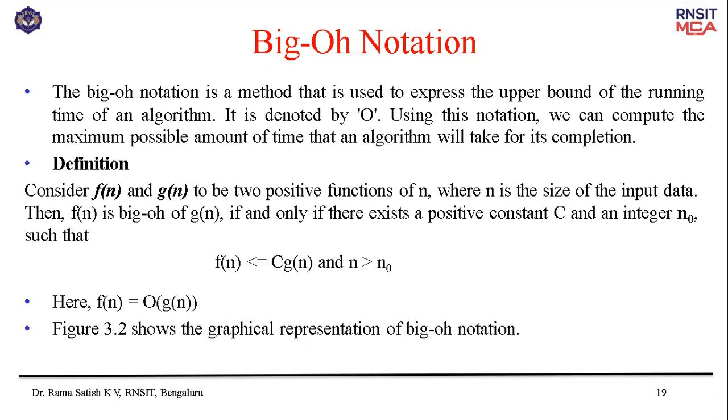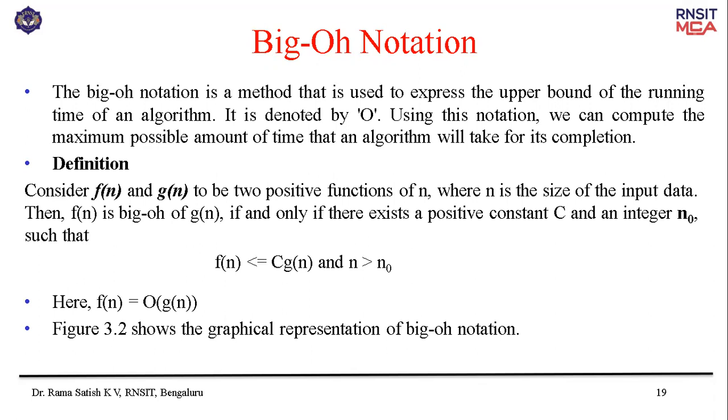So n is the number of input data, and f of n is big O of g of n if and only if there exists a positive constant c and an integer n0 such that f of n should be less than or equal to c of g of n, where c is a constant, and all the inputs, whatever you take, should be more than n0. n0 means the first input; n should be greater than n0.